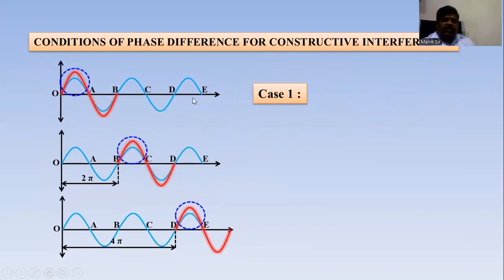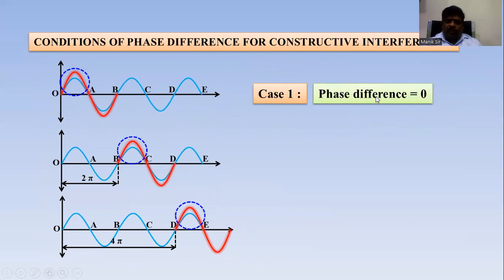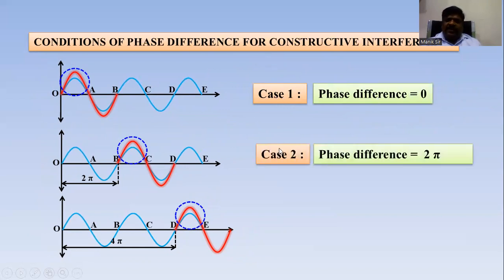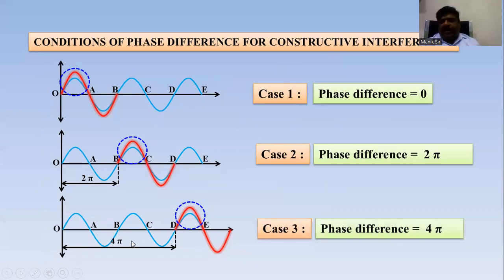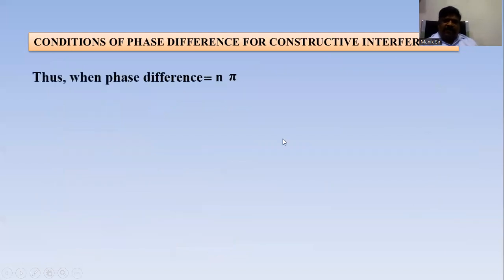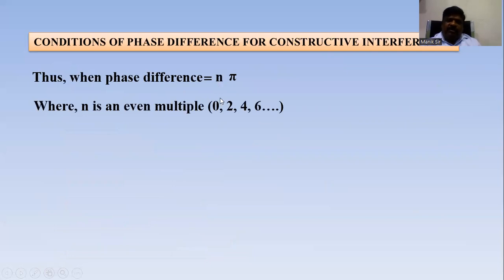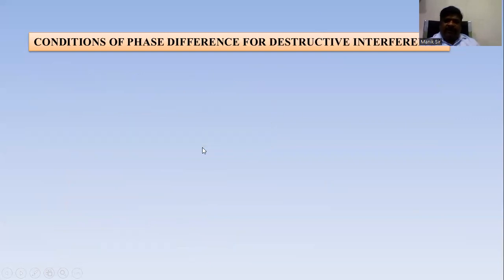Now, my dear students, if you observe the case 1, what you observe is that the phase difference is 0. In the second case, the phase difference is 2 pi. And in the third case, the phase difference is 4 pi. So it is 0 pi, then 2 pi and 4 pi. So what I observe is that this pi is multiplied by what? Even numbers. Together you can say there is an even multiple. So when the phase difference is n into pi, and this n value is 0, 2, 4, 6, that is even multiple, we will get the constructive interference.